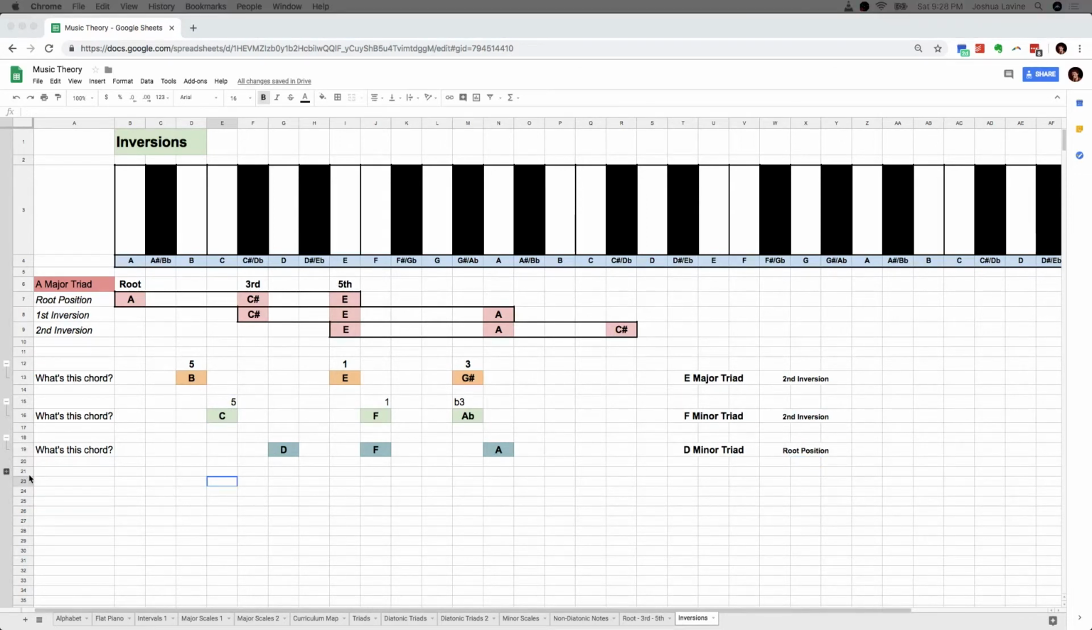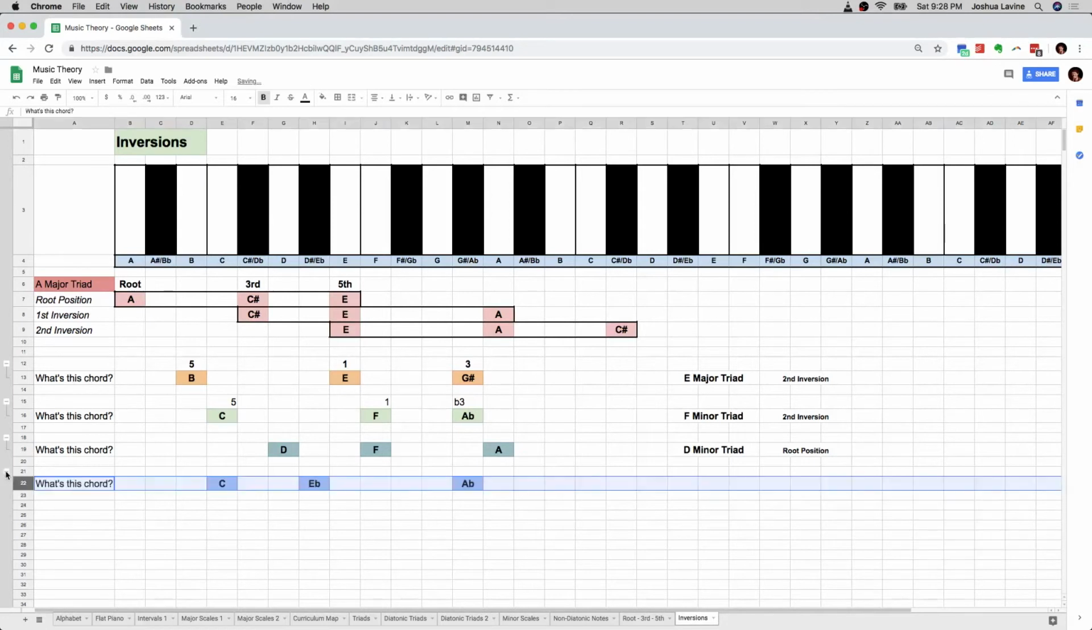Let's do one more example. So we've got here C, E flat, and A flat. Let's take a look at the intervals. From C to E flat, that's a minor third. From E flat to A flat, 1, 2, 3, 4, 5 half steps, that's a fourth. So not in root position, let's rearrange it.